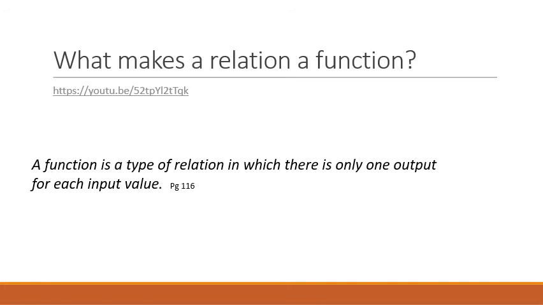The beauty of watching this on video is that you could always replay something that you missed or want to go back and see. I just want to bring to your attention on page 116, your author has the following definition for function. A function is a type of relation in which there is only one output for each input value. And that's what Rob was talking about in his video, about that one-to-many cannot exist when we have a function.